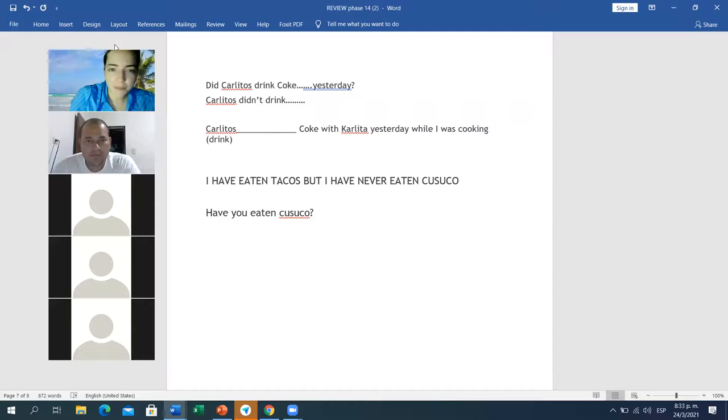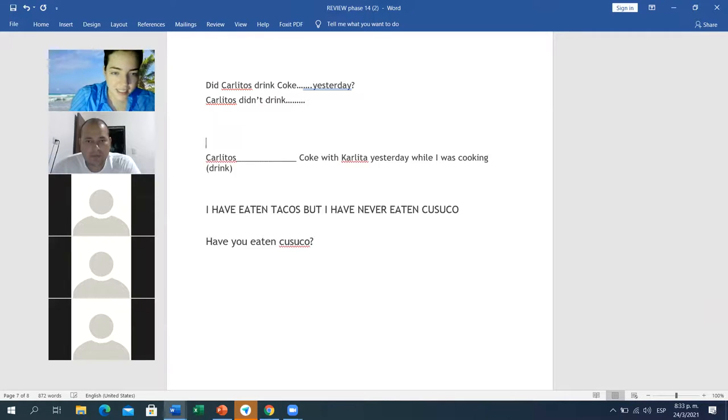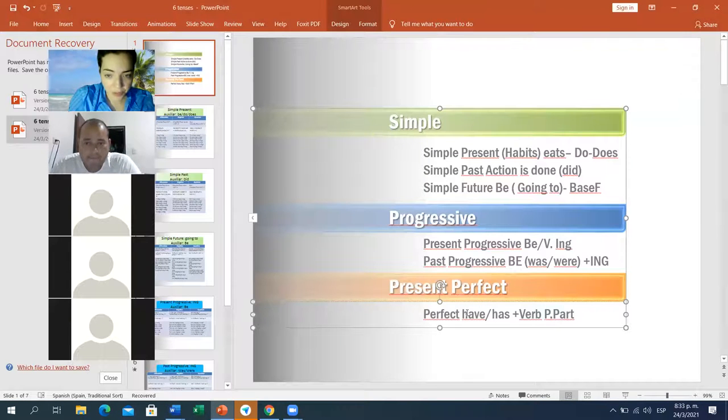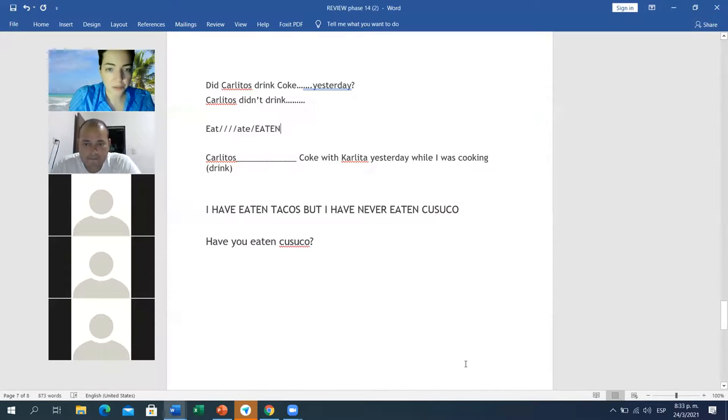I haven't eaten cuzuco. Algunos se han de preguntar de dónde sacó el eaten si no dice ni ate ni eat. Just remember, solo recuerden, as for the simple, ate, solo como recortándolo, and eaten. So, in the participle, or better say present perfect, we use have or has, and the verb in the past participle. Okay.